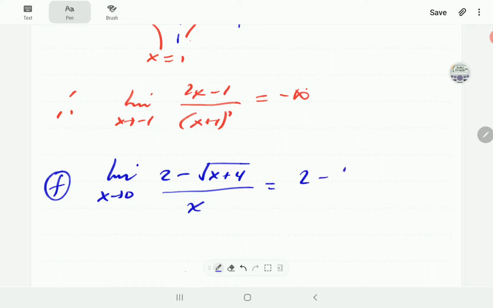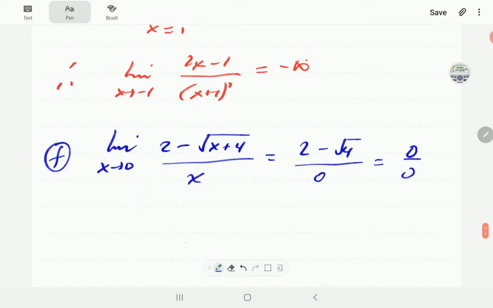If we substitute, square root 4 is 2, so this is 0 over 0. Now notice that here the numerator is not a polynomial because of the square root, but we are going to use the same ideas. What this is suggesting is that there is a common factor of x in the denominator. That is pretty obvious. In the numerator, it looks like that common factor of x is somewhat obscured by the square root.